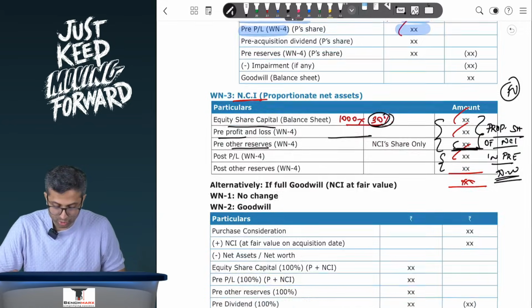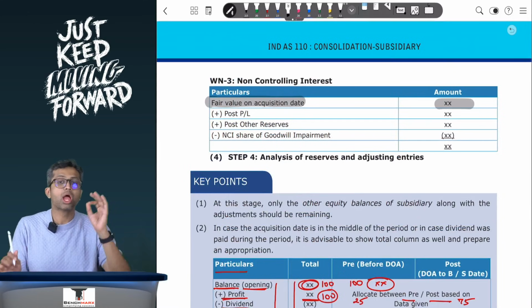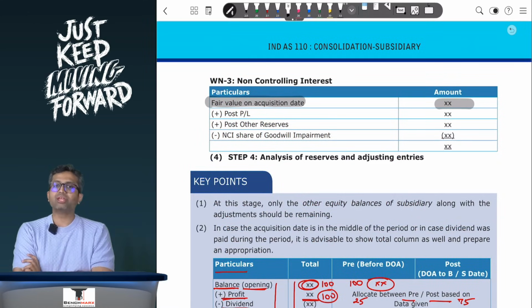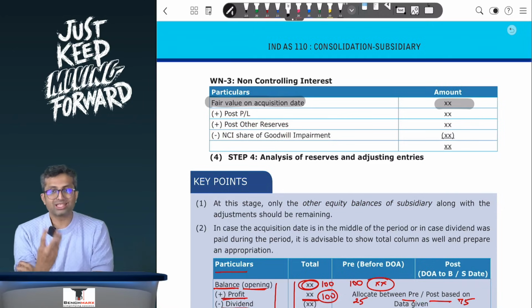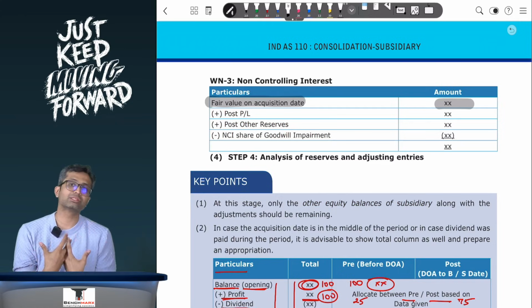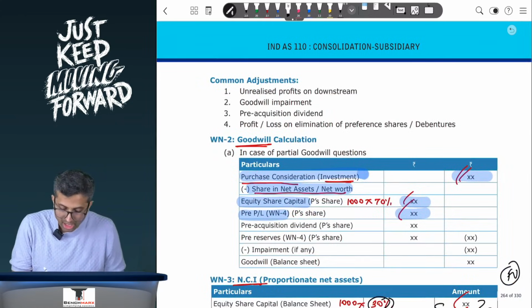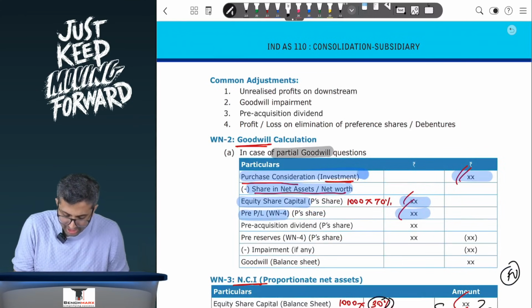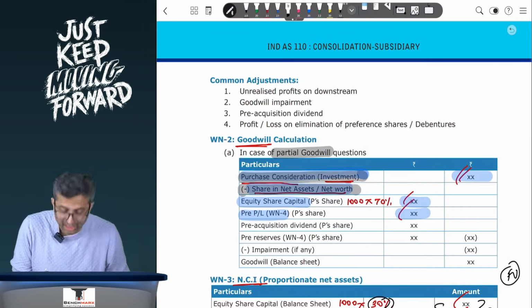In which case, when I look at the NCI, I will directly start the NCI at the fair market value as on the acquisition date. But remember, when NCI is using fair market value, the goodwill calculated is the full goodwill. So in that goodwill, you will have NCI's share of goodwill as well as the parent share of goodwill as well. The earlier working that we did was partial goodwill, that is, you were taking only the investment you have made and the share in the net assets you have had.